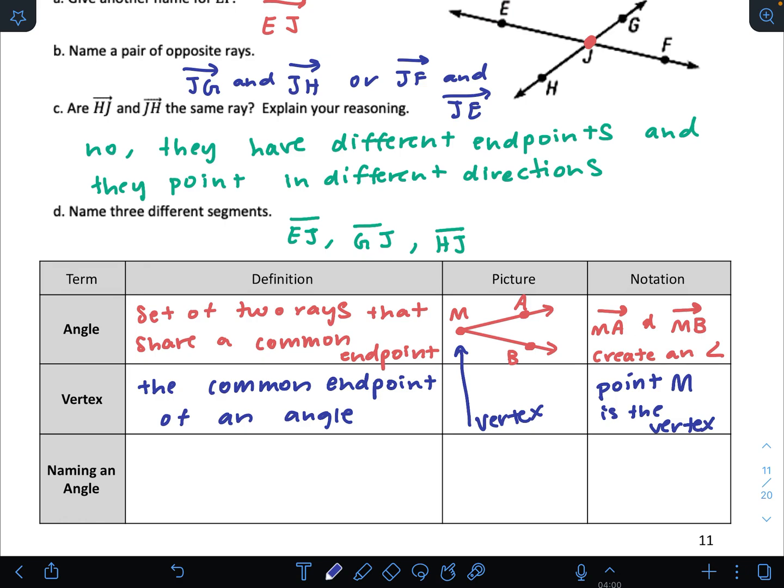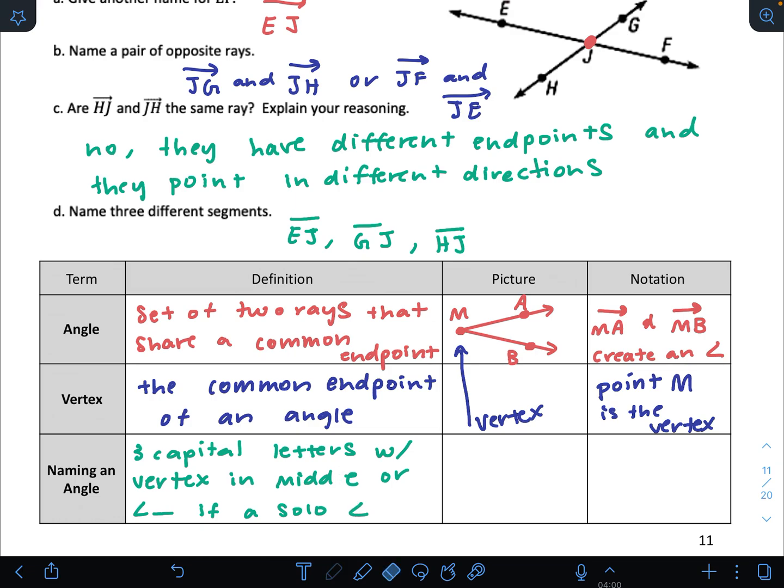Now, naming angles is something we're going to practice a lot. It's very, very important, but we'll talk about it for a second. So the way you name angles typically is with 3 capital letters, with the vertex in the middle, super important. Or you can name it angle and then give a single letter or number if it's a solo angle. So 3 capital letters with a vertex in the middle, or you can call it angle blank with a single letter if it's just a single angle, and we'll talk about that more.